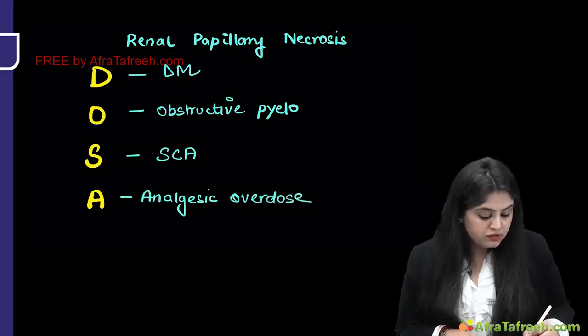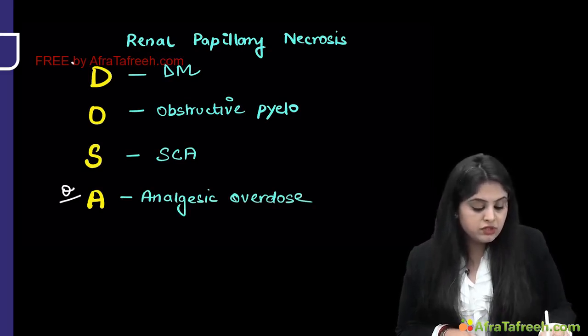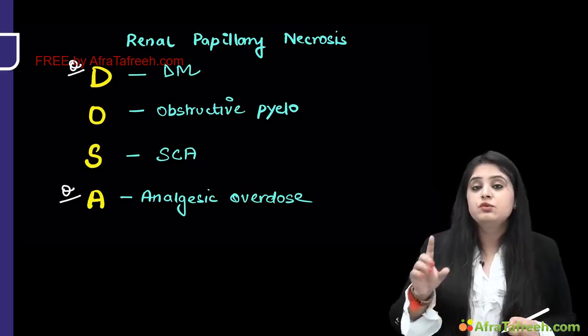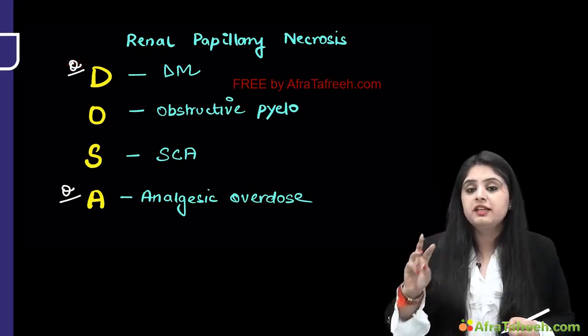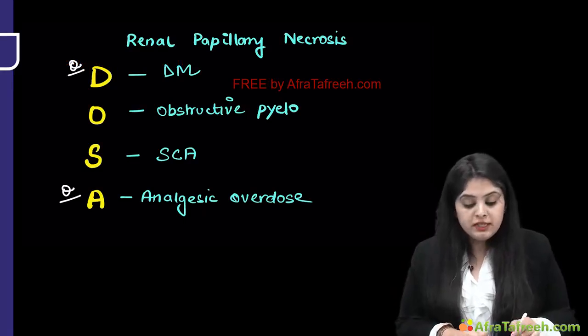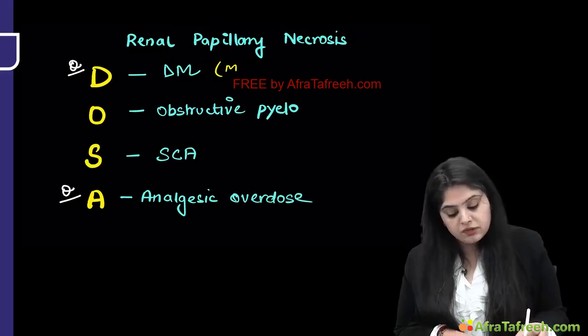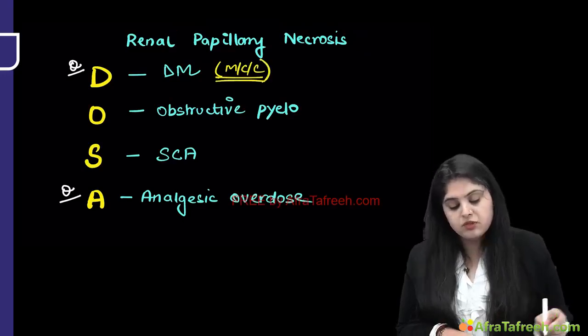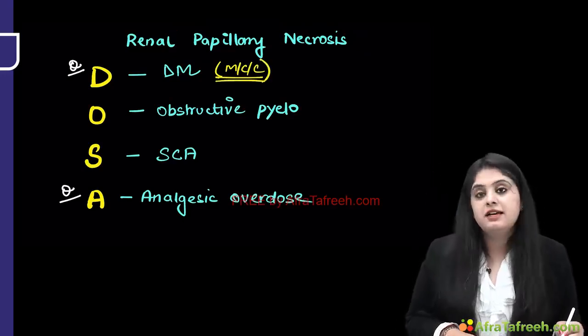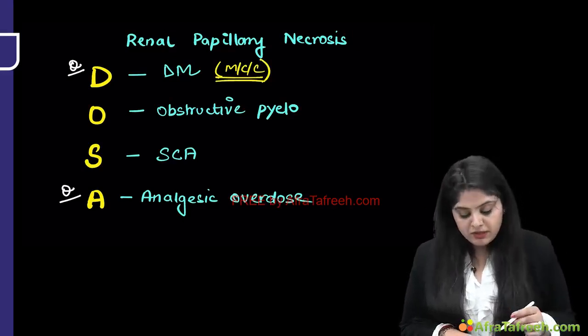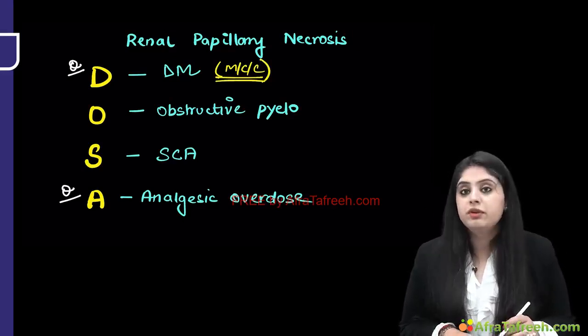So this is obviously a very famous question. These two especially are very famous. So DOSA: diabetes, obstruction, sickle cell, and analgesic overuse. These are the ones which are going to kill the kidney papilla, renal papillary necrosis. However, the most common cause is what you're reading over here, and that is diabetes mellitus. I hope everyone's okay with it and there's no confusion going forward.